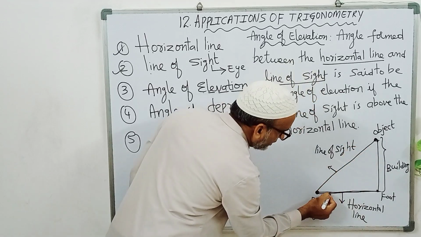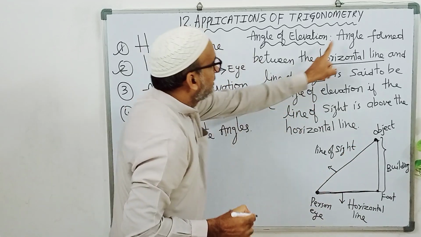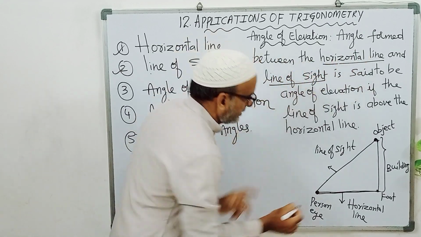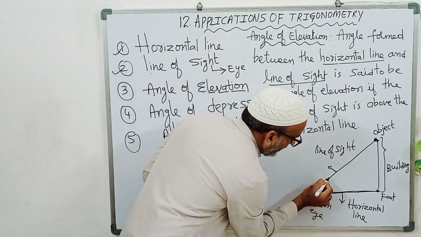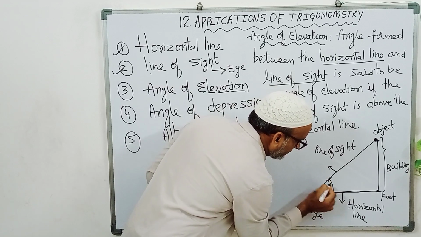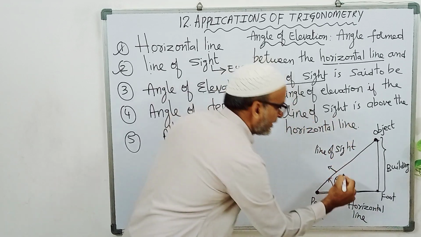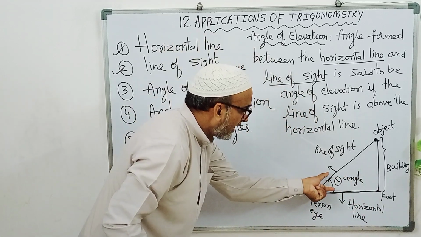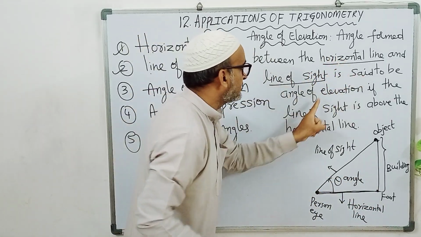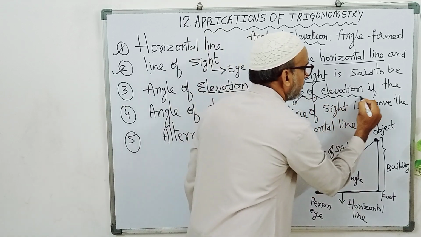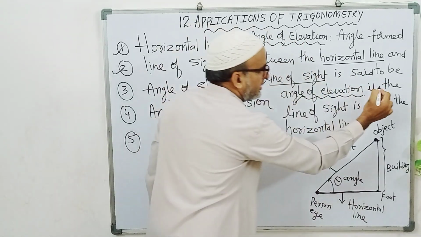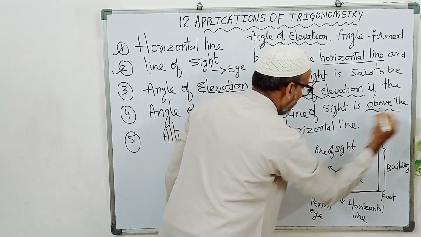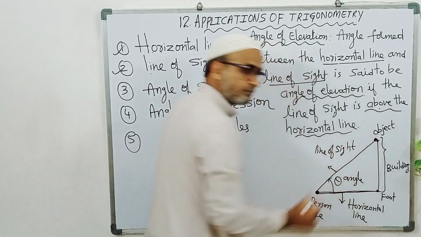Now, the horizontal line and the line of sight. The angle formed between the horizontal line and the line of sight, between this line and this line, one angle is formed. This is the angle. This angle is known as the angle of elevation when the line of sight is above the horizontal line.